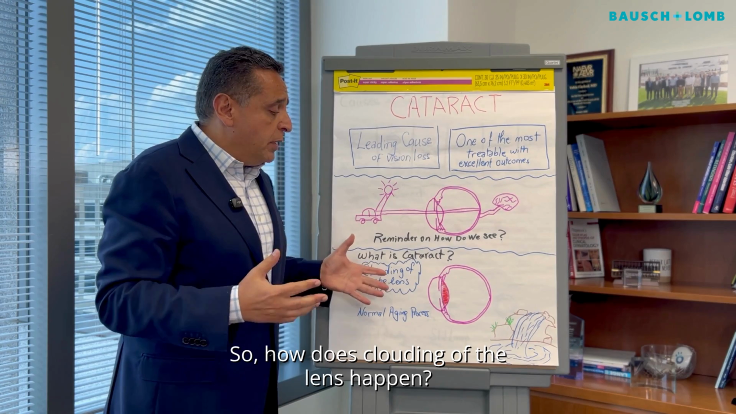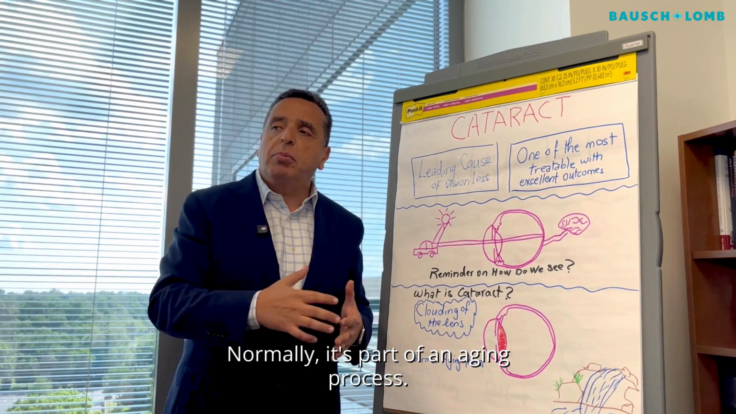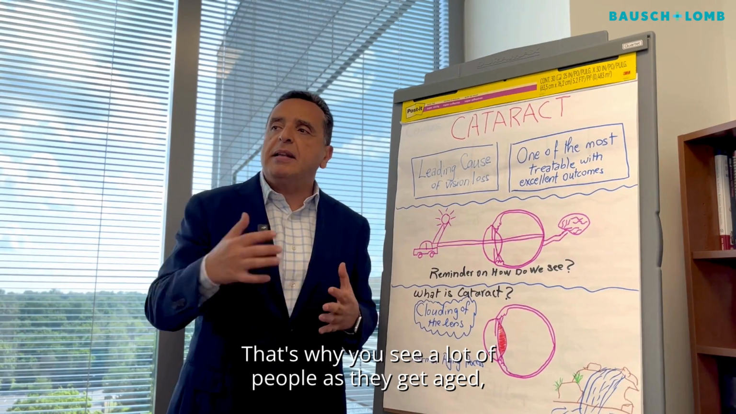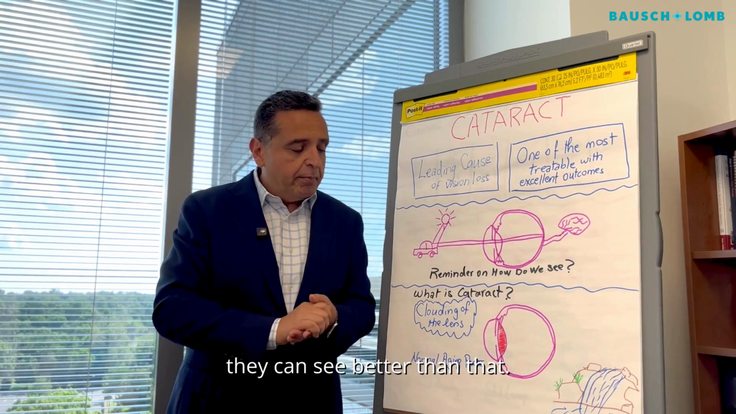So how does this clouding of the lens happen? Normally, it's part of an aging process. That's why you see a lot of people as they get older develop cataract, have the cataract removed, and can see better than before.